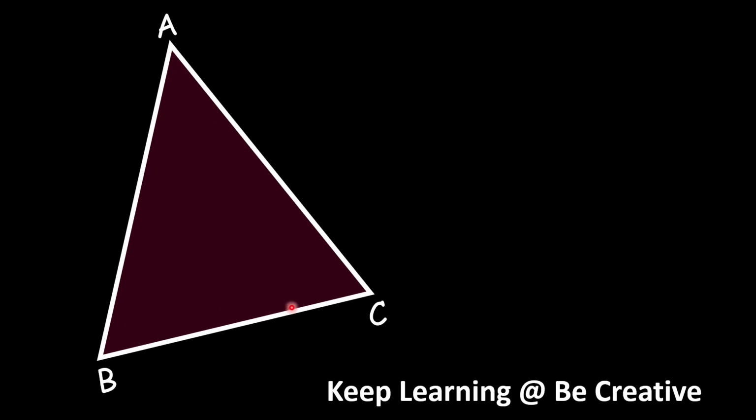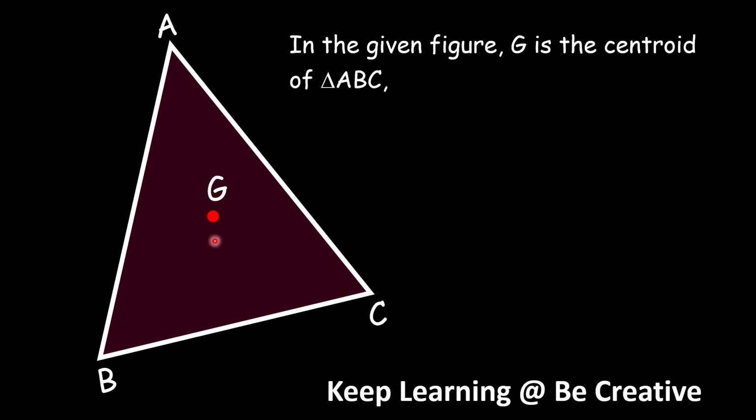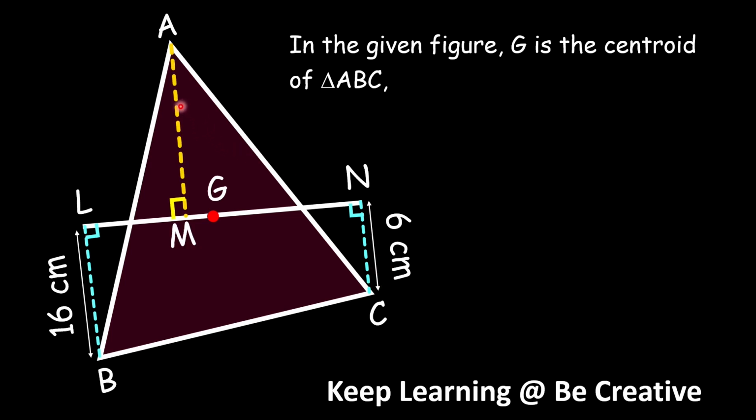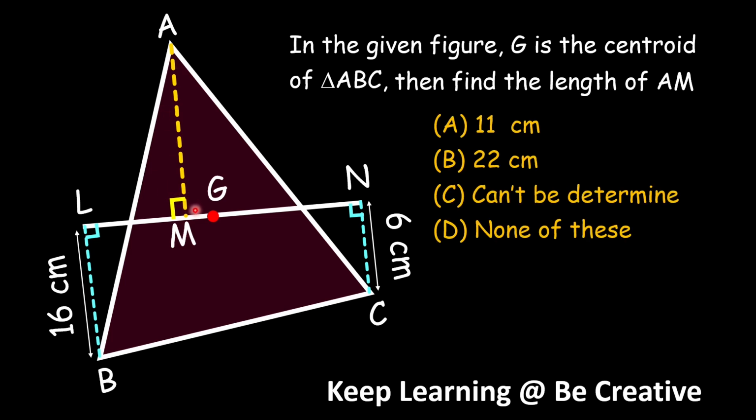Here we have been given a triangle ABC in which G is the centroid of this triangle. We have drawn perpendiculars BL and CN from vertices B and C to the line passing through the centroid G. The length of LB is 16 centimeter and NC is 6 centimeter. We need to determine the length of the perpendicular drawn from the vertex A to this line LN. So that is AM. We need to find the length of AM.